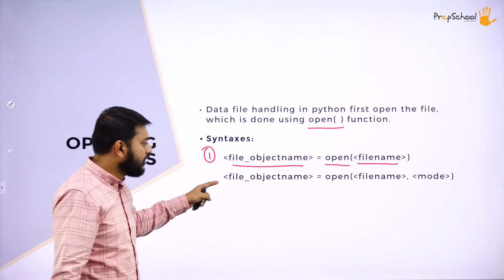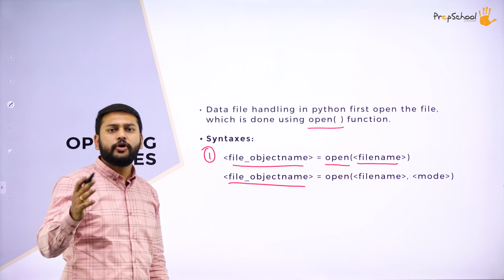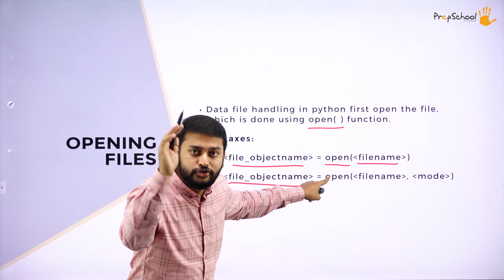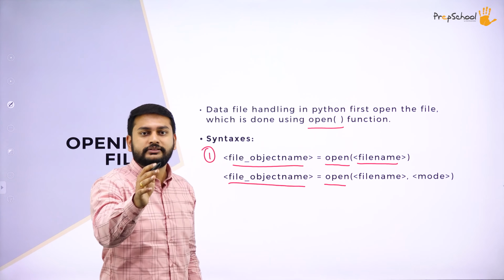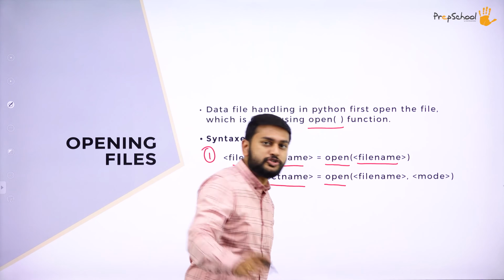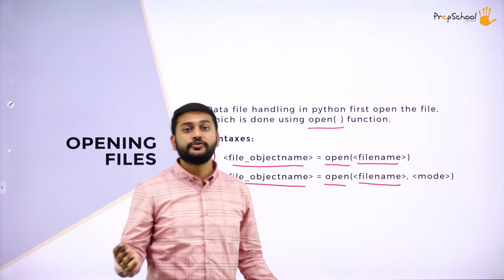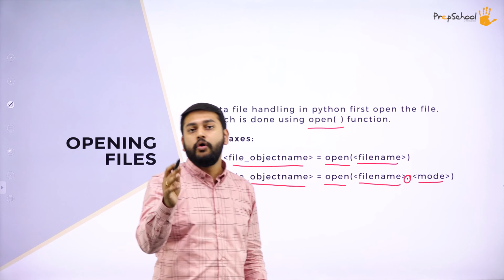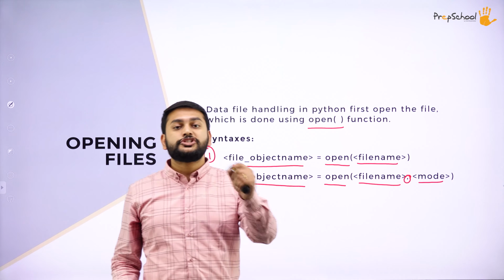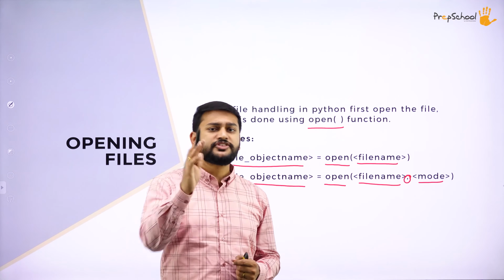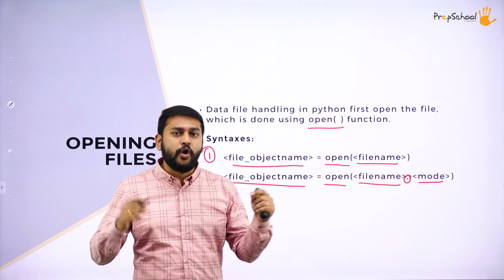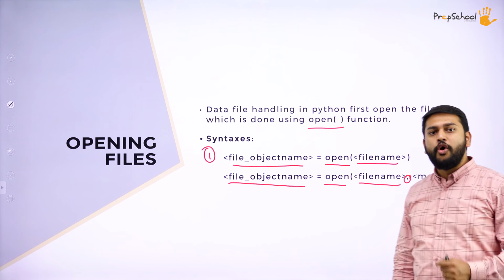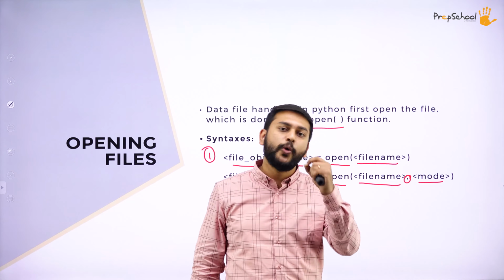The second scenario, please observe, the same thing I am using, file object name. Again, the file object is a reference that I am trying to create for that file. After that, what is the function that you are using to open the file? You should use a function called open. Inside that open function, what are you specifying? You are using the file name, and after that you are using a comma. You should specify the mode, in which mode you are trying to open the file. That is most important. So this is how you will open the file. This is the syntax to open any file.